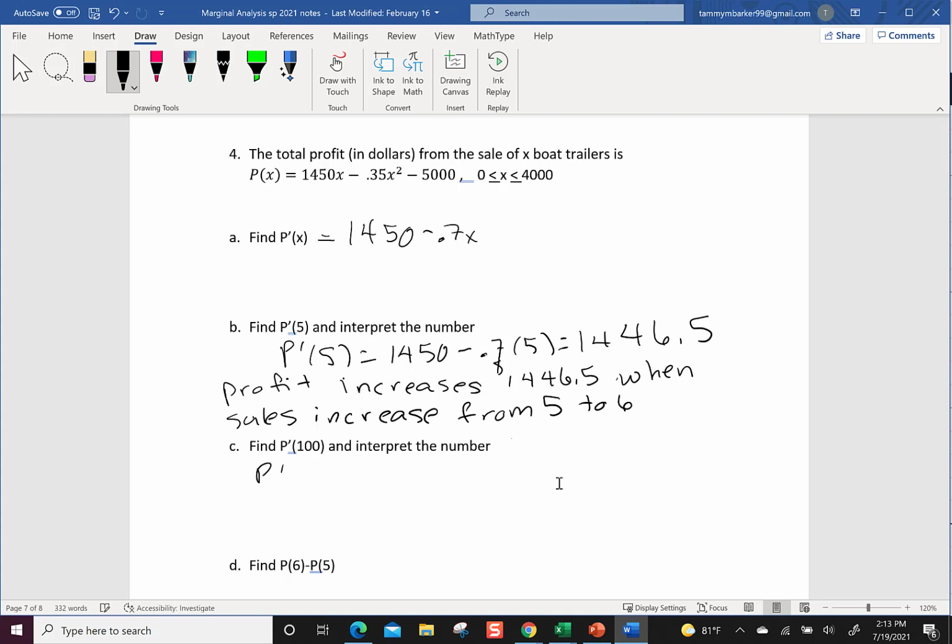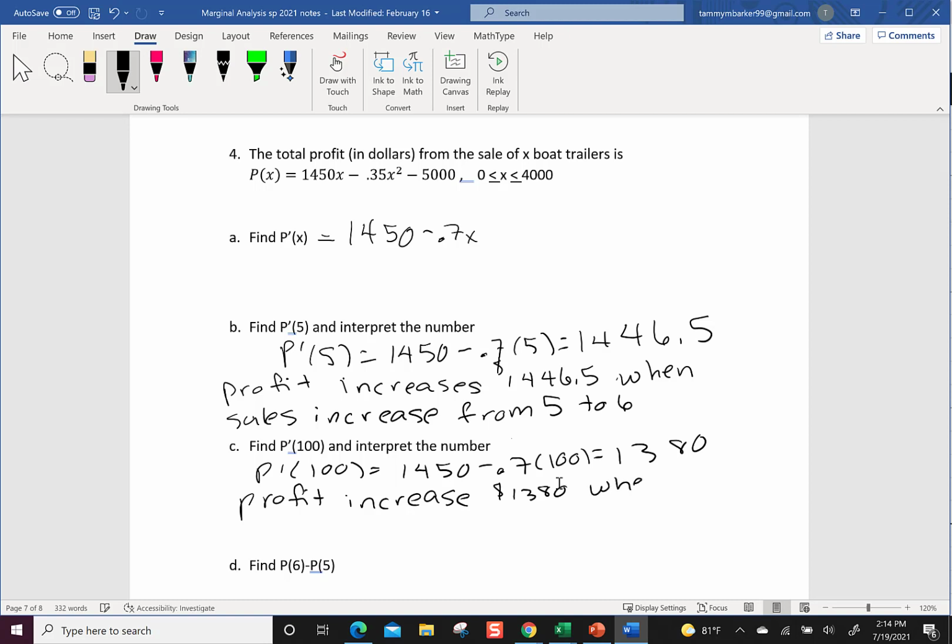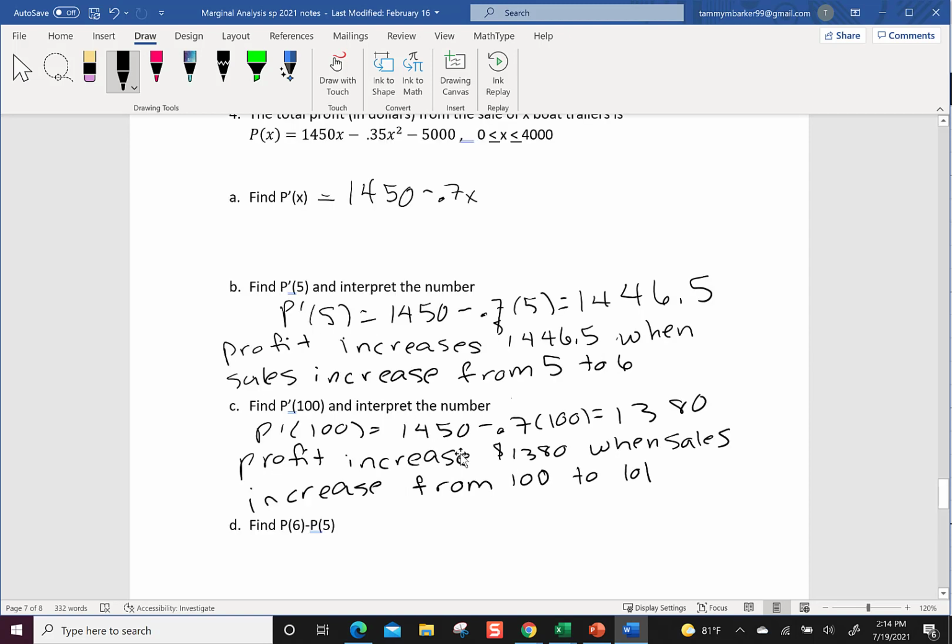So P prime of 100 equals 1,450 minus 0.7 times 100. This gives us 1,380. So profit increases $1,380 when sales increase from 100 to 101. Then we're going to do it the old way, the long way, where we plug this into Desmos.